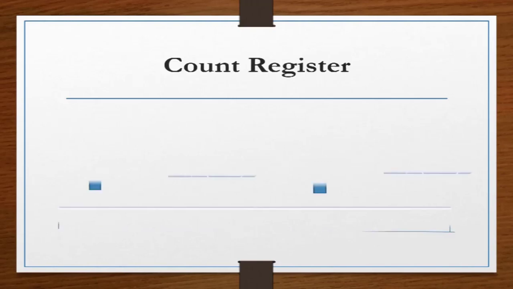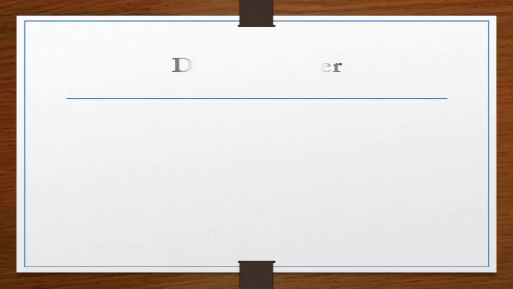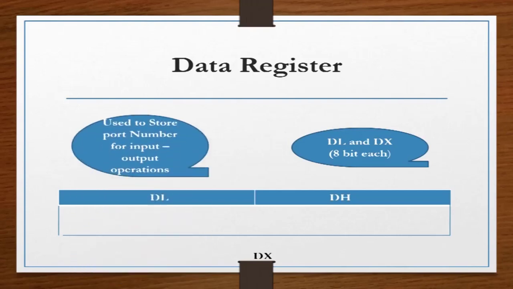The count register contains CL and CH registers, 8-bit each, which can be combined also as one 16-bit register called CX. The count register is used as a counter in string manipulation and shift or rotate instructions. The data register contains DL and DH registers, which are 8-bit each and can be combined also to be a 16-bit register called DX. The data register is also used as a port number for I/O operations.